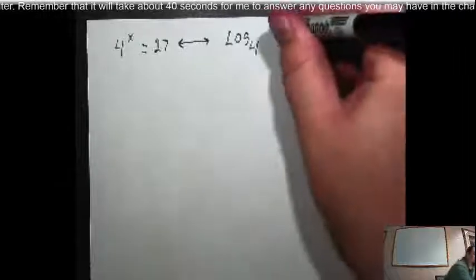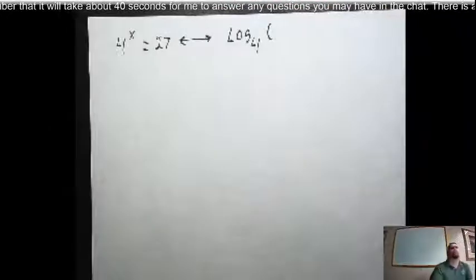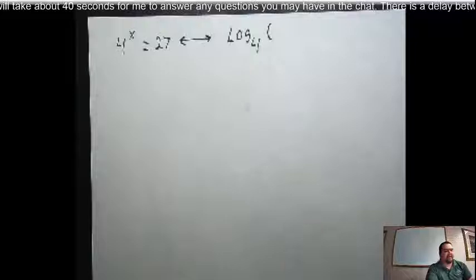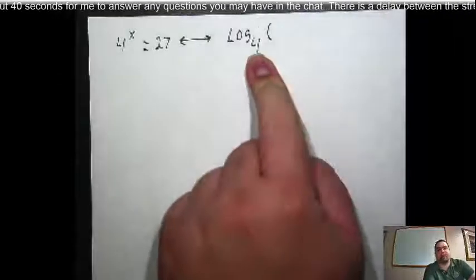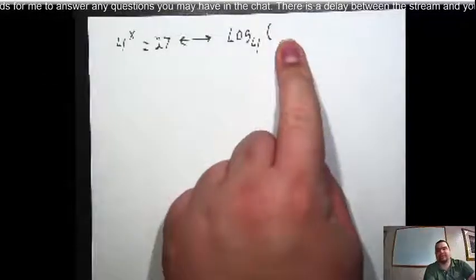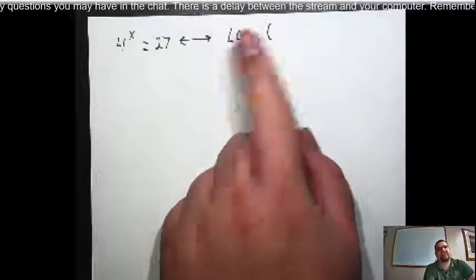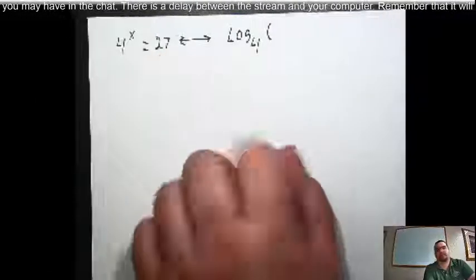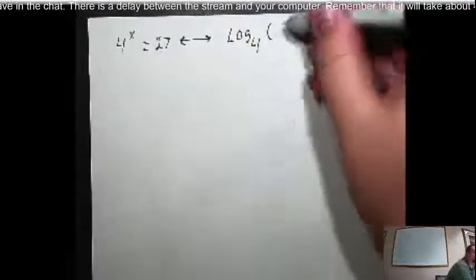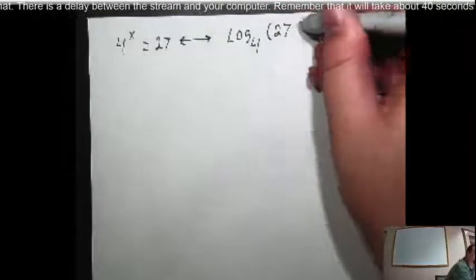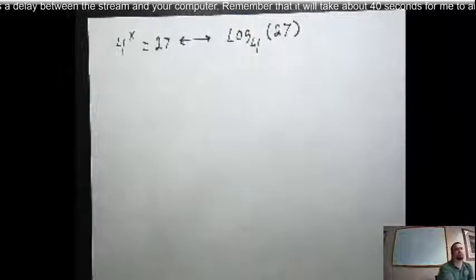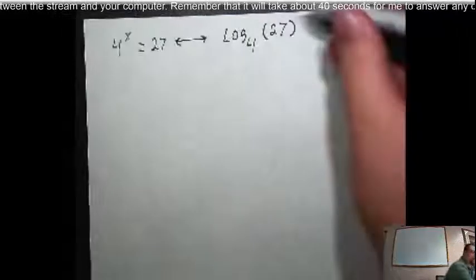And then what are we taking the log of? Well, again, logs ask, we're raising this to a power, and then that gets us some number. So how many times do we need to raise this to get this number? Well, the number that we're getting is 27, so that's what we're taking the log of. And we know that equals x.